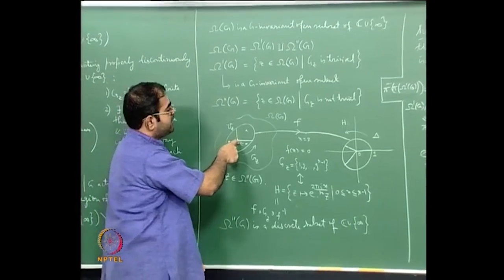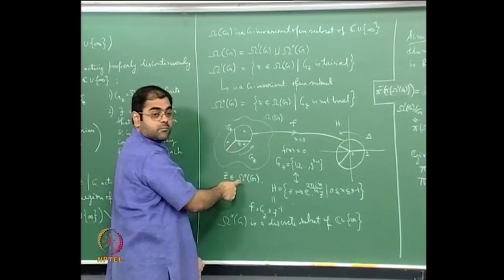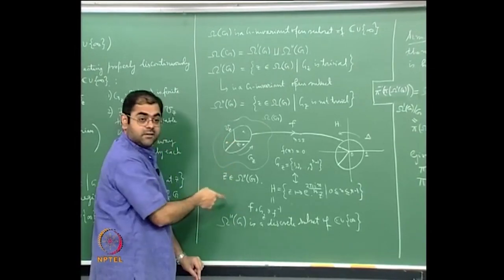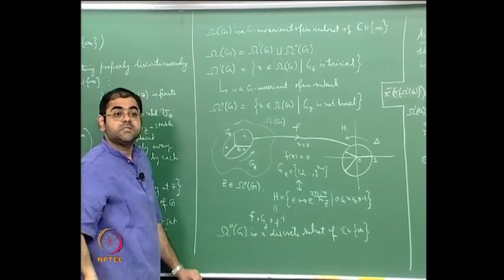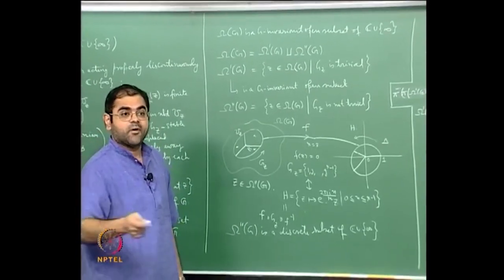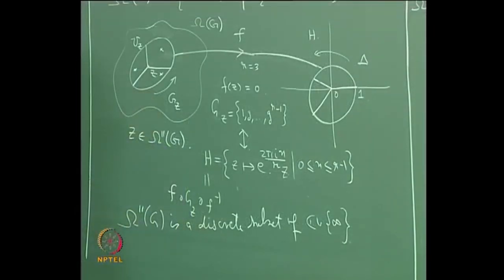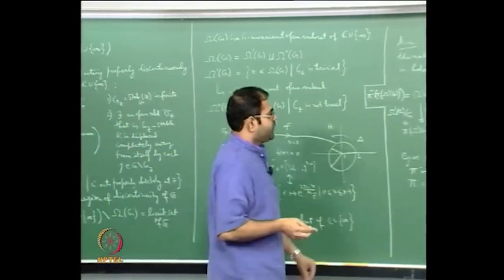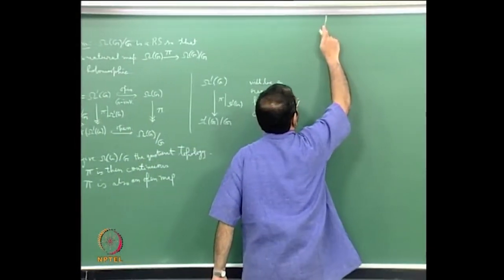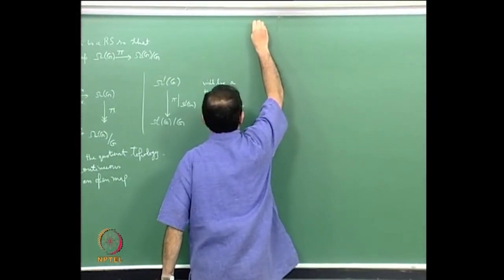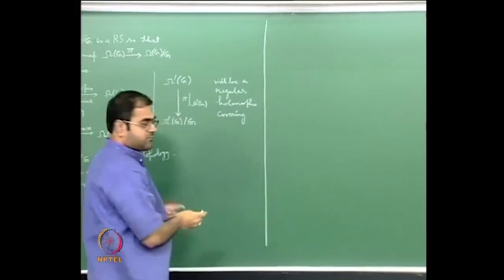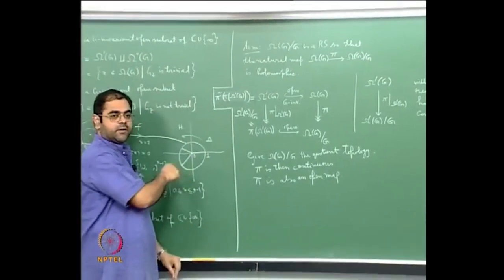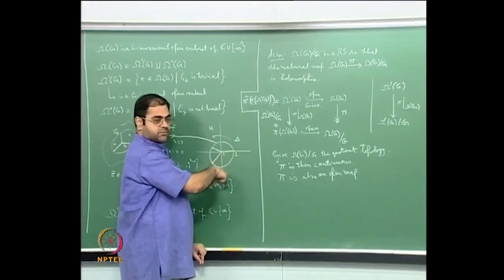A point like this is going to be in omega double prime g. For a point like this, if you take its image in the quotient below, the problem is to give a holomorphic coordinate at that point. That is the whole problem, okay. And that can be done very easily as follows. To understand that clearly, let's try to look at this situation, okay.